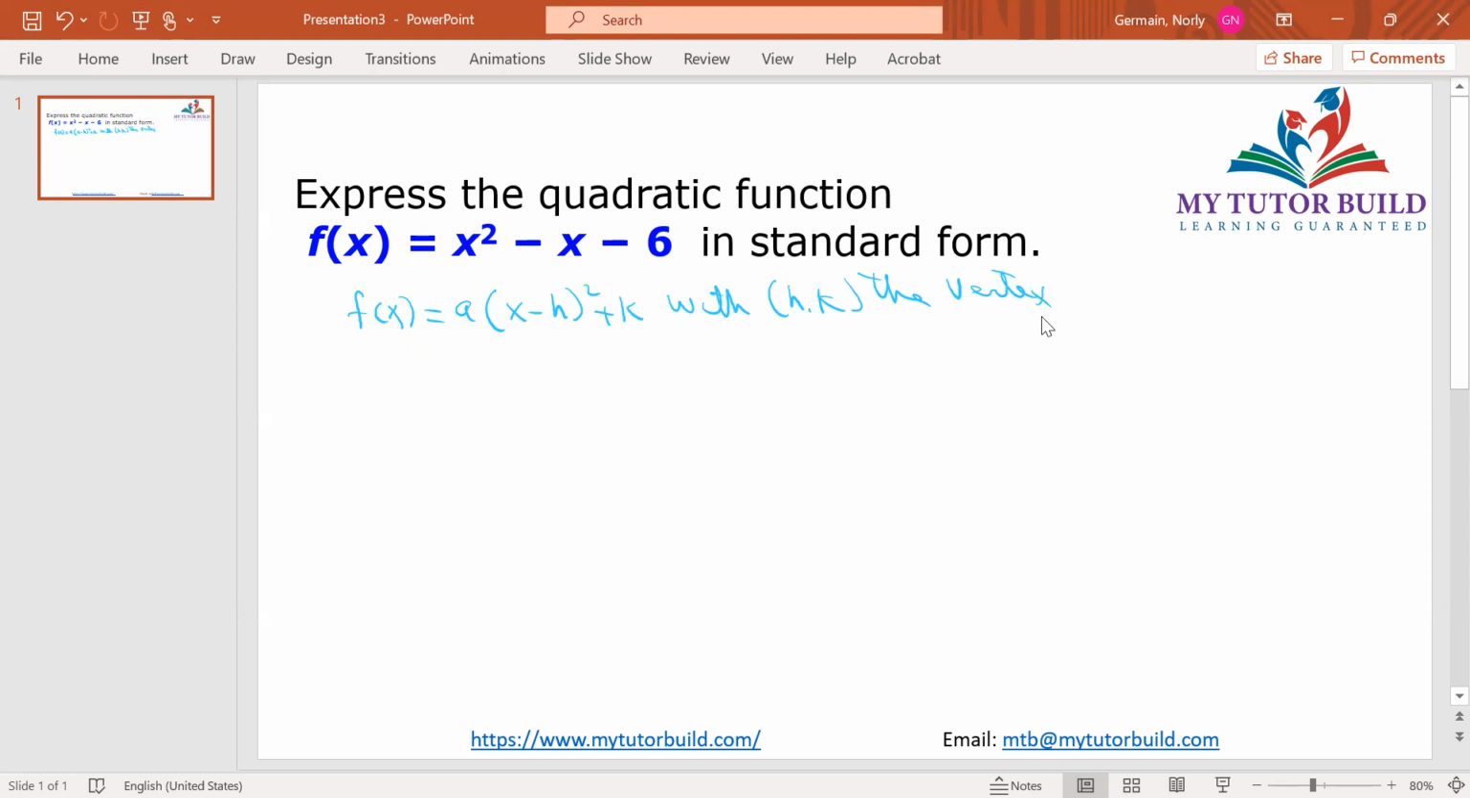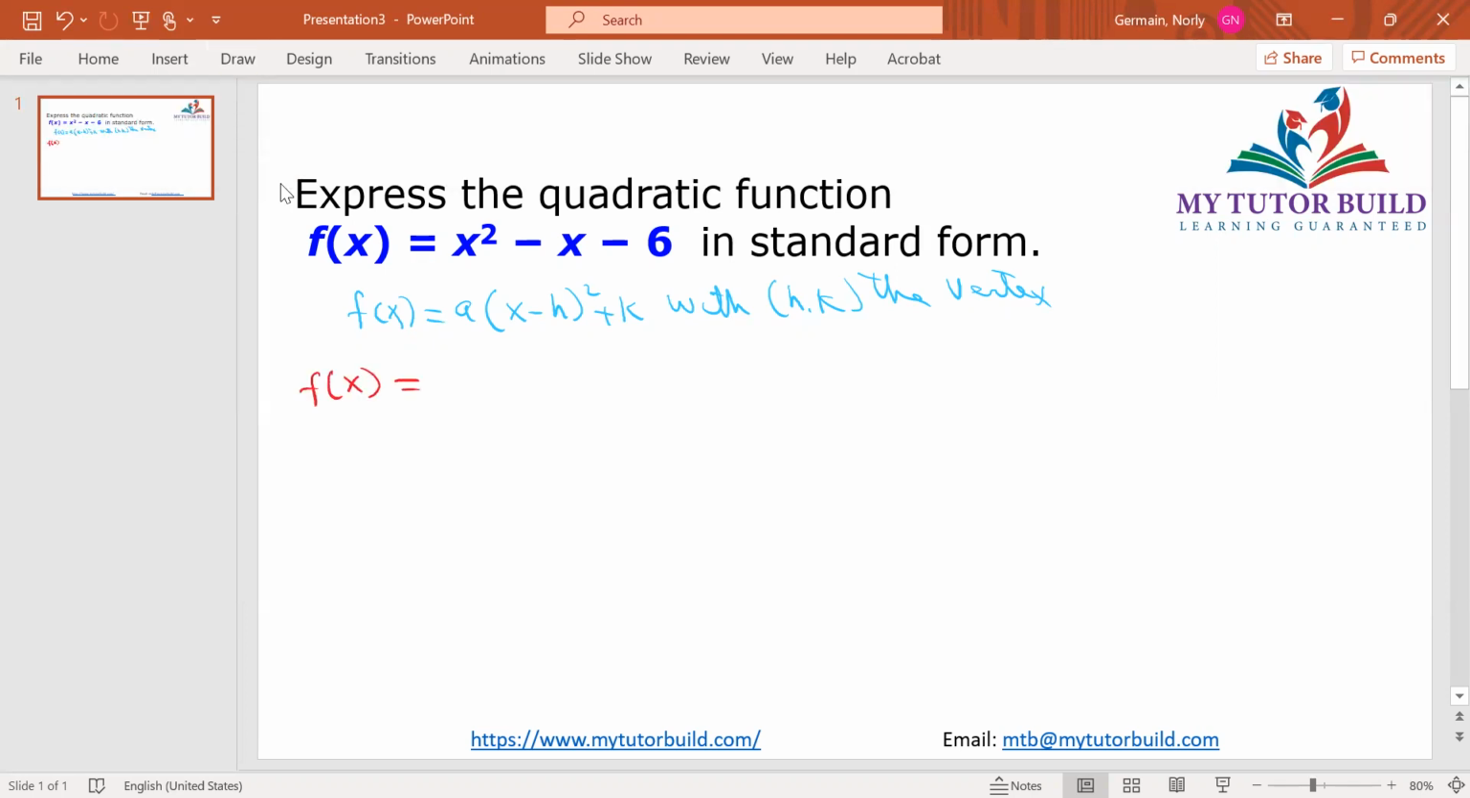First of all, we need to rewrite the function f of x equals x squared minus x minus 6 in this form, a times (x minus h) to the power 2, plus k. Let's use one of the techniques we learned earlier, which is completing the square. The first thing we're going to do, let me change the color, is rewrite that function.